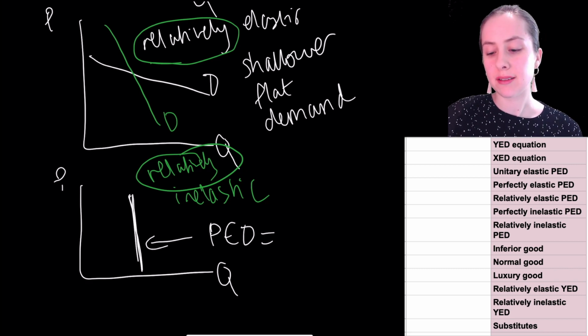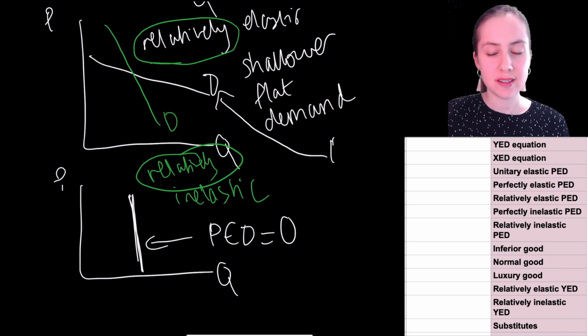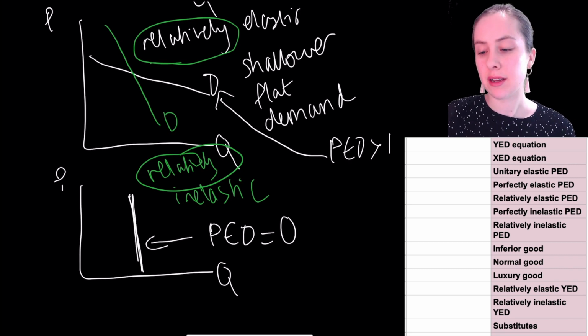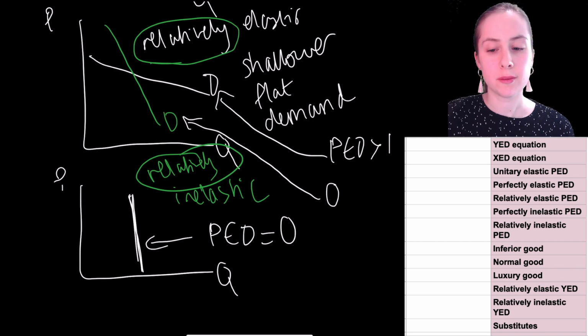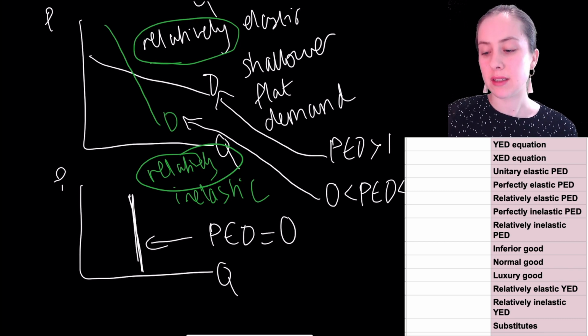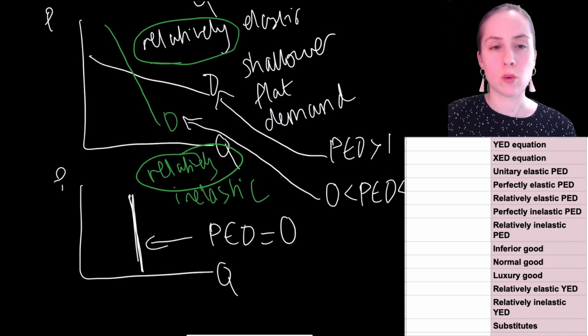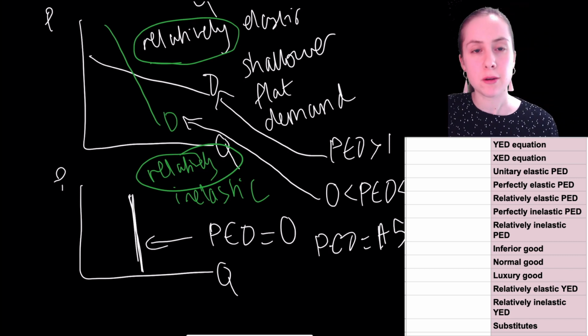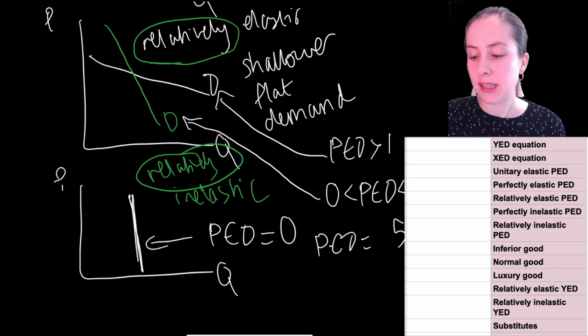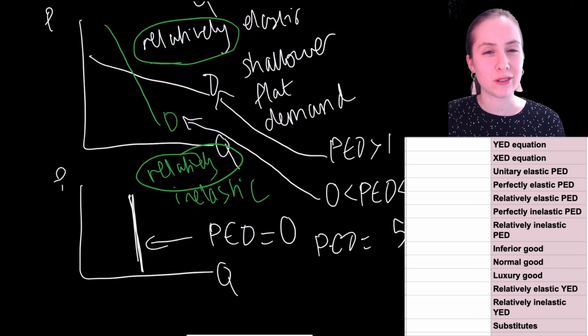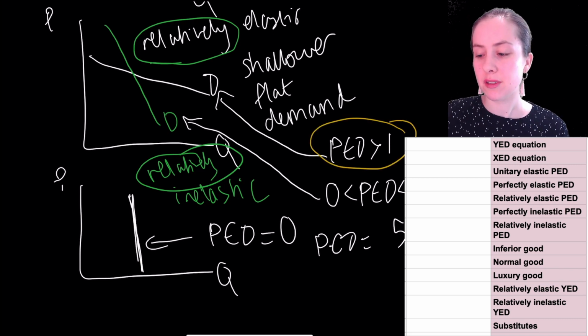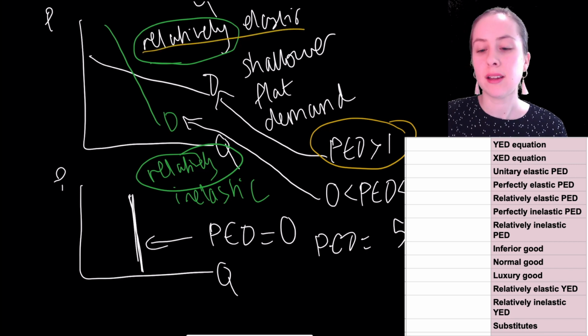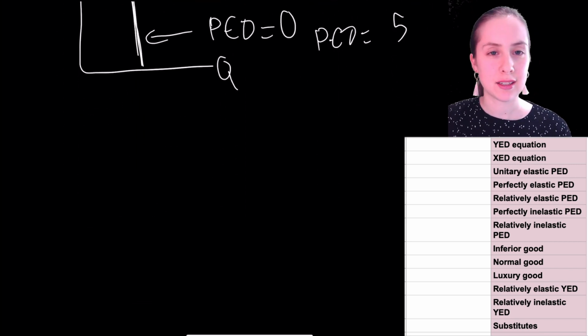This demand curve, which should be a vertical line, always has a PED of 0. This one here has a PED that's greater than 1. This green one has a PED that's between 0 and 1. PED is always negative. So for example, if you saw a PED of -5, you would just delete the minus and see it as 5, and then you will be able to see that this example would be relatively elastic.